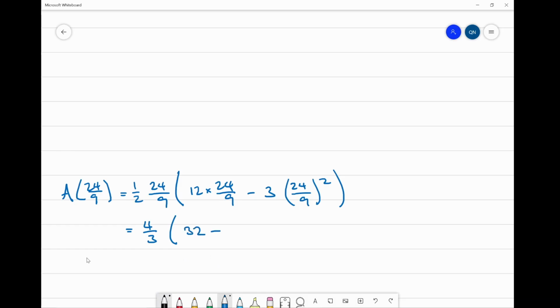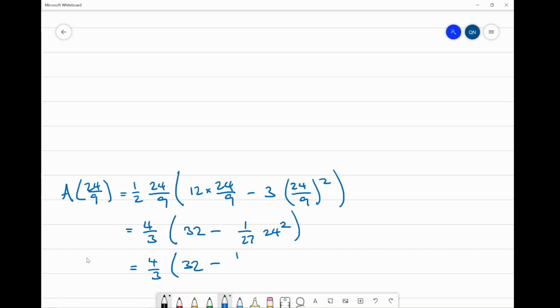So 32 minus, oh dear, we have 3 times 3 over 9 squared. So that's 3 over 81, is it? Let's write it like this. So 9 times 3 times 3, that's 9 squared for you. But one of these 3's will cancel, leaving us with 1 over 27. So this is 1 over 27. And then 24 squared. That's interesting.